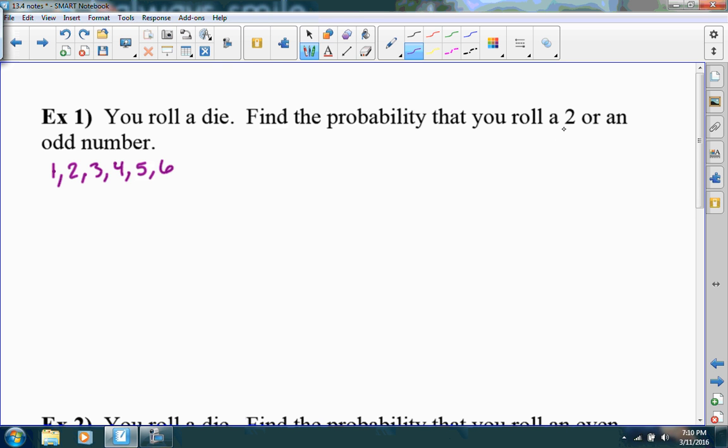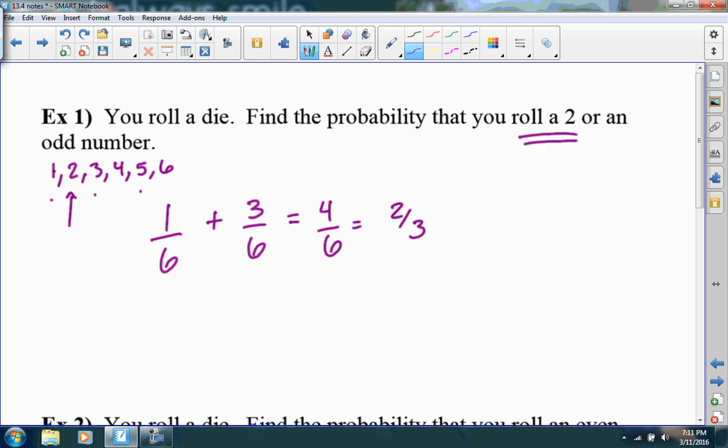And there's only one way that you can roll a 2, so that's 1 out of the 6. Now this says or, so we're going to add, and we're going to add our odd numbers, which are 1 and 3 and 5. So there's 3 out of 6. Now notice that the 2 and then the 1, 3, and 5, they don't overlap. 2 is not an odd number. So we don't have to worry about subtracting anything here. We can just add them up. So we'll have 4 out of 6, which is 2/3.